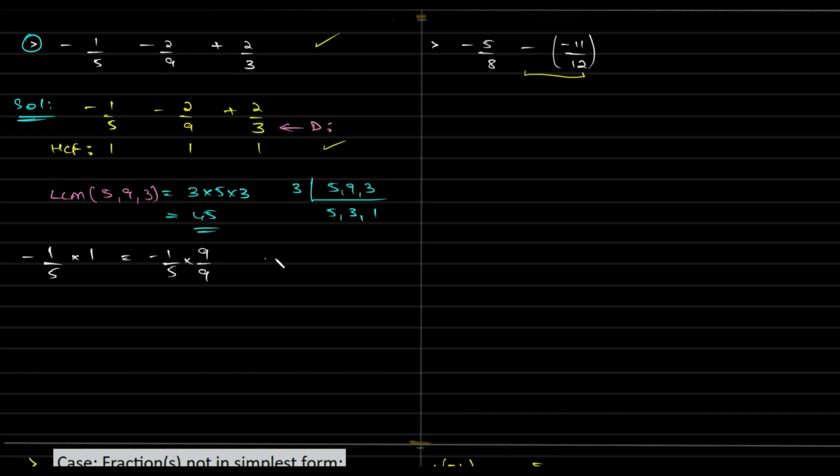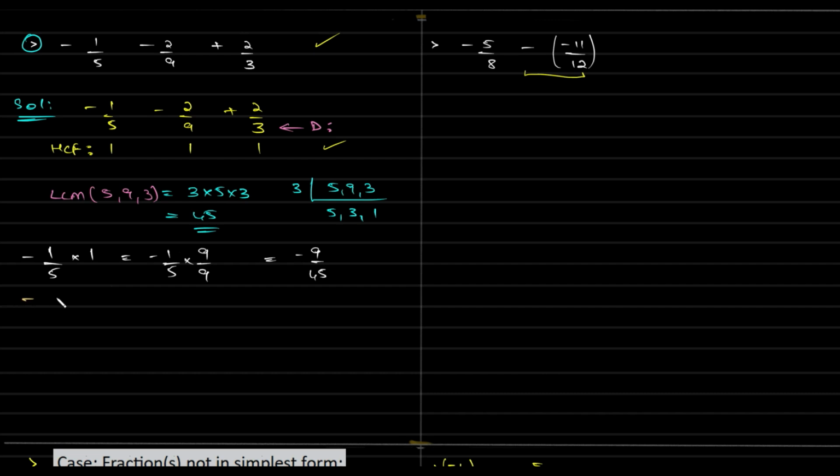Okay, so now we are looking at negative 1 by 5 into 9 by 9. Negative 1 into positive 9 is 9, 5 by 9 is 45. So this is basically your fraction multiplication, wherein the numerator is to be multiplied with the numerator, denominator with the denominator, and we have this.